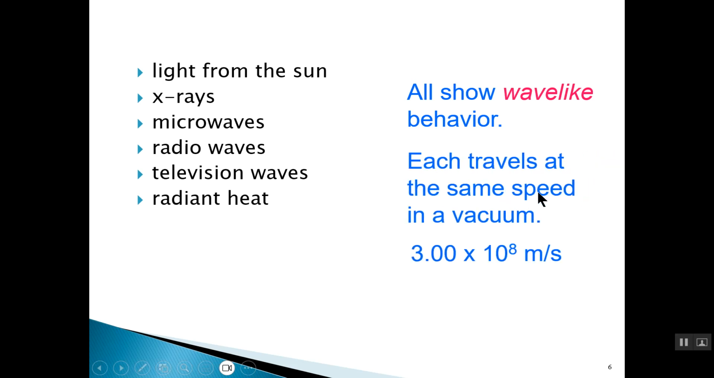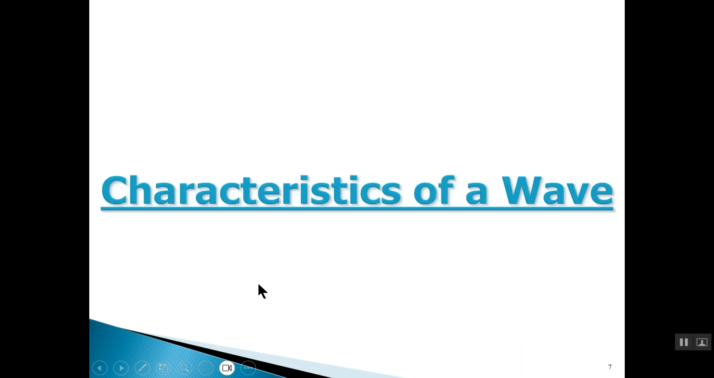So another thing that they all have in common is that they all have the same speed in vacuum, and that speed is 3.00 times 10 to the 8 meters per second. That is true for every form of electromagnetic radiation. All right? So what we're going to look at now is the characteristics of a wave, because if we understand this, then there's a lot of things that we can understand about radiation.